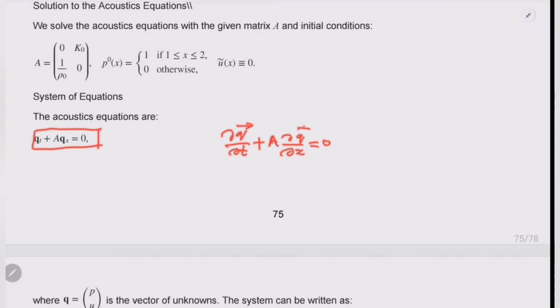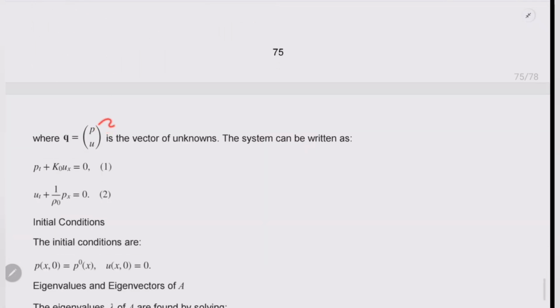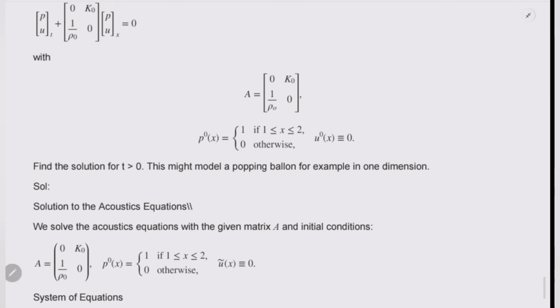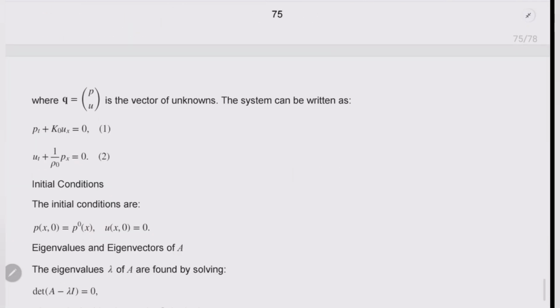Here q is a column vector. Usually it is bold, so bold means it is a column vector, and the column vector is defined like this. So when we have a system, we can write it like this, given in equations 1 and 2. That's how the given problem is written as a system of equations.